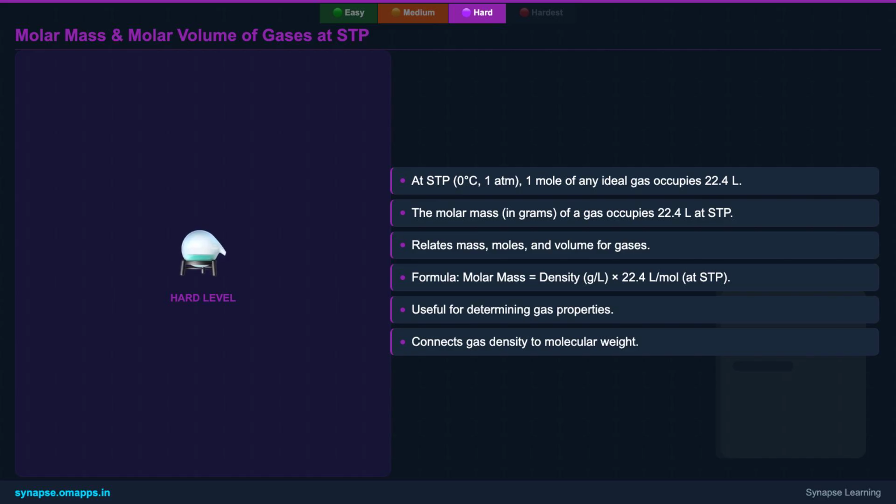For example, in the reaction of hydrogen and oxygen to form water, 2 moles of hydrogen always react with 1 mole of oxygen to produce 2 moles of water. By using molar masses, we can easily convert these mole ratios into measurable mass ratios, allowing chemists and engineers to predict and control reaction outcomes precisely.